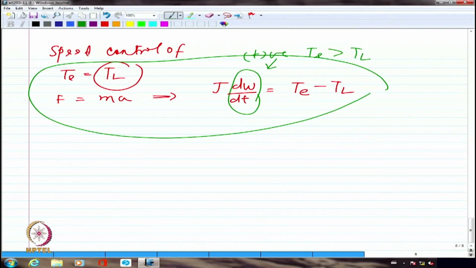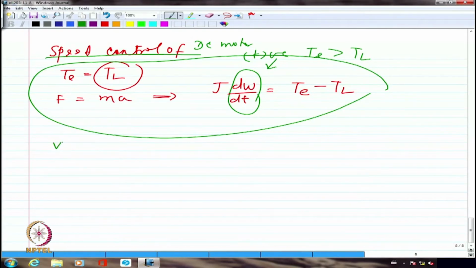The same way in the generator, you are converting mechanical power to electrical power. Right? So if we are looking at the speed control, let me write this equation once again.